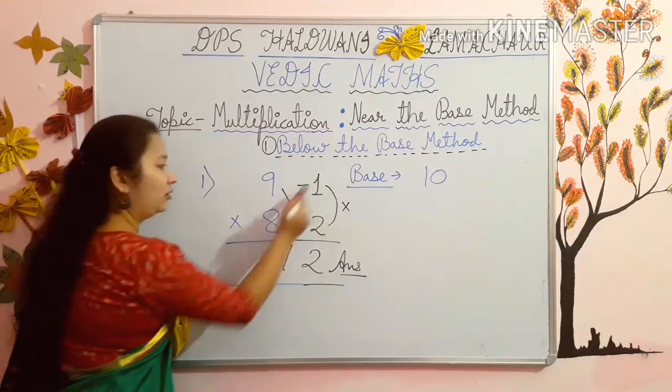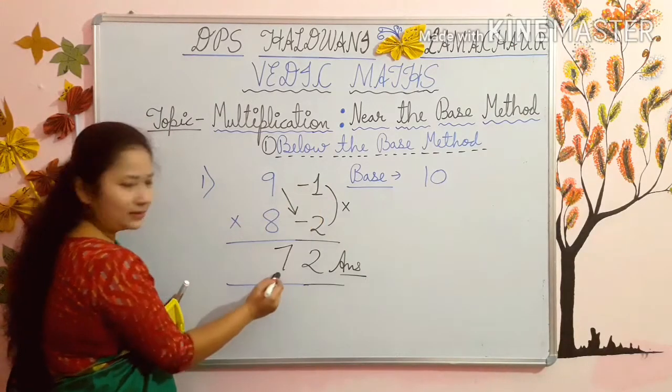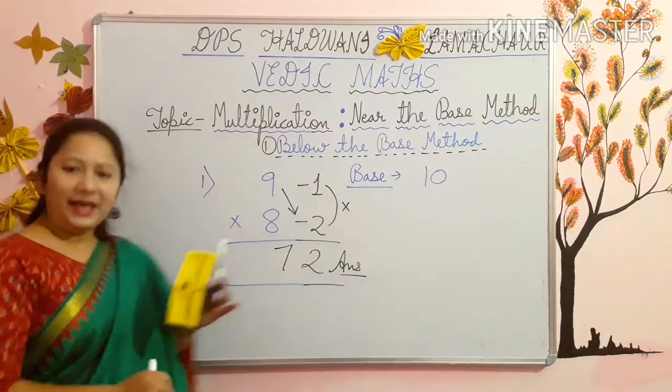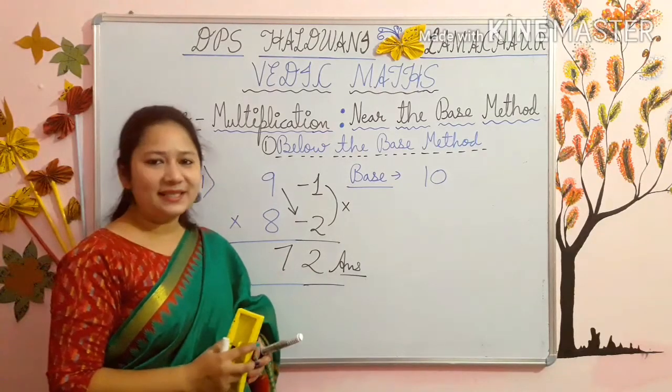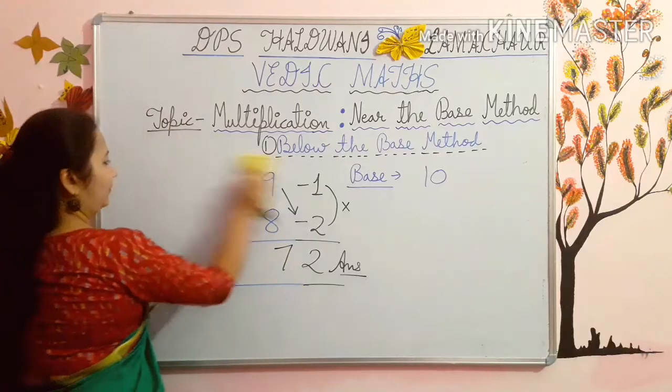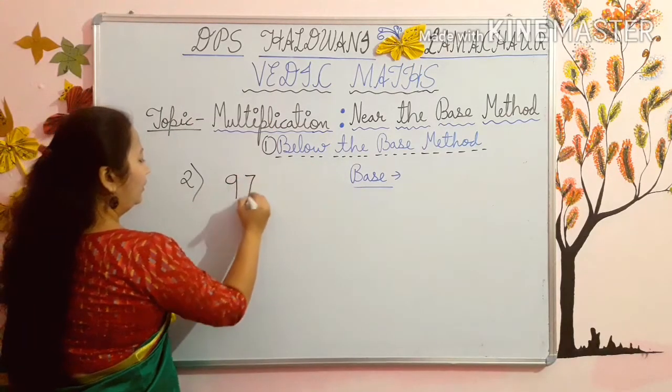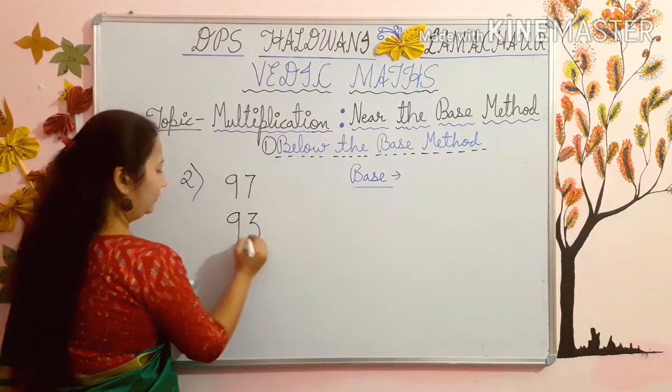And you can solve this also. See, 8 minus 1, 7. 9 minus 2, 7. You will get it more when we will do the second sum, third sum. 97, 93.